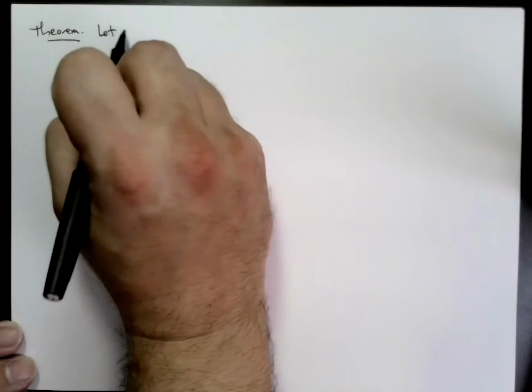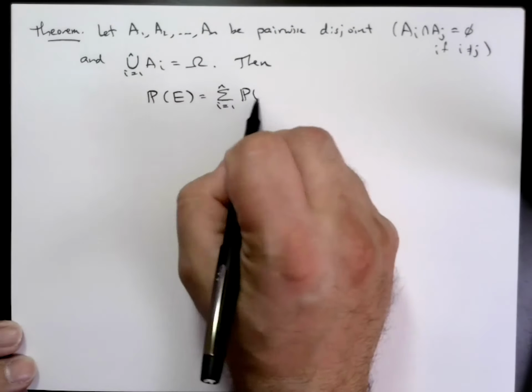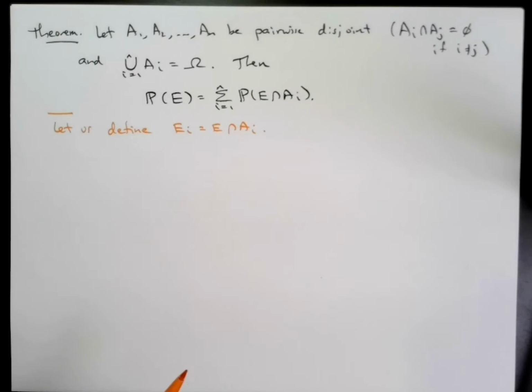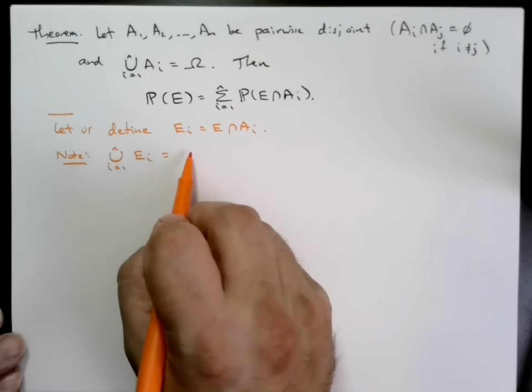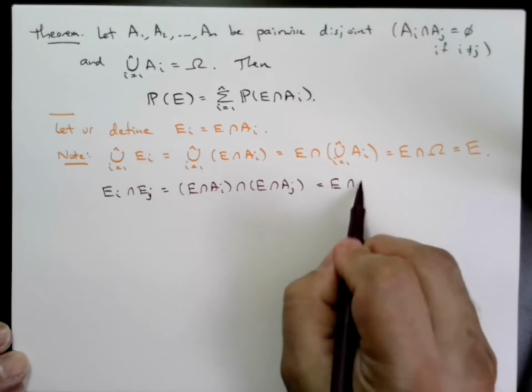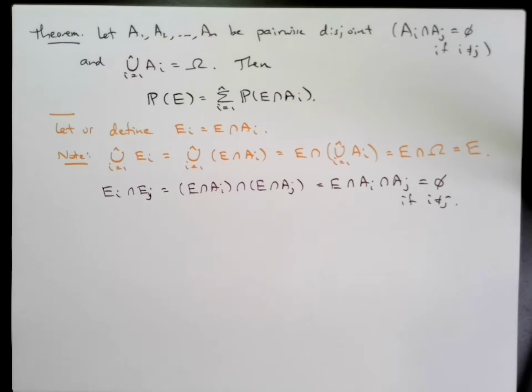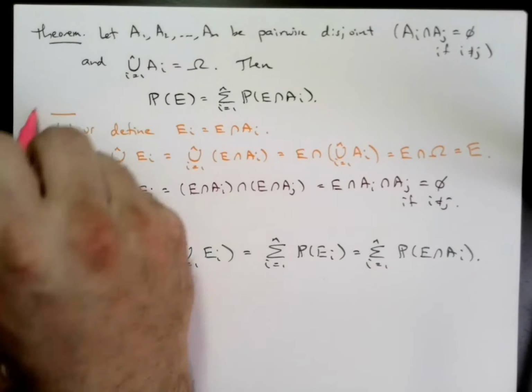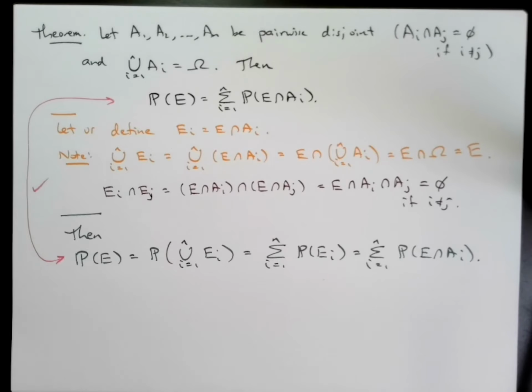Here we're going to prove a theorem that says that if we have n pairwise disjoint sets whose union equals the whole sample space, then for any event E, the probability of E can be written as the sum from i equals 1 to n of the probability of E intersect A_i. The main idea of the proof is to show that the sets E intersect A_i themselves form a partition of E, and then everything follows.